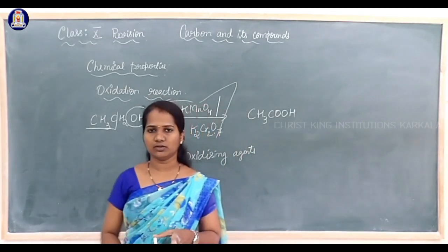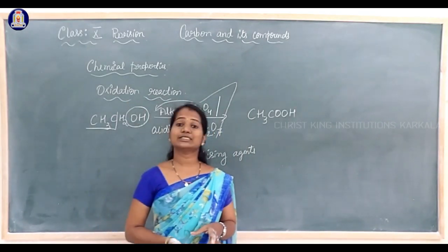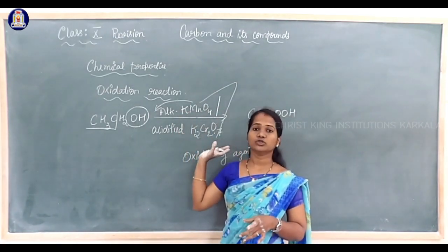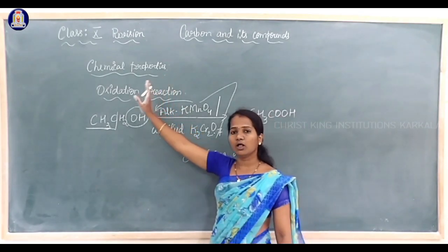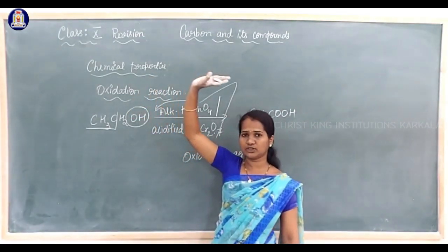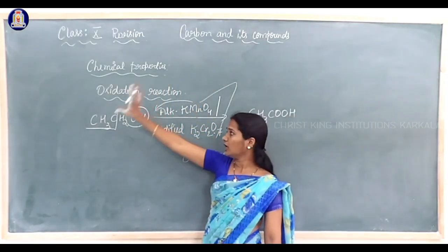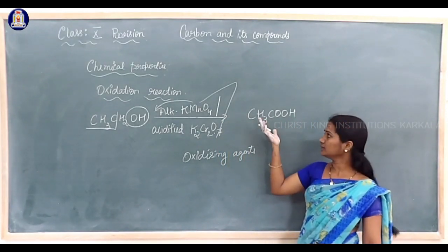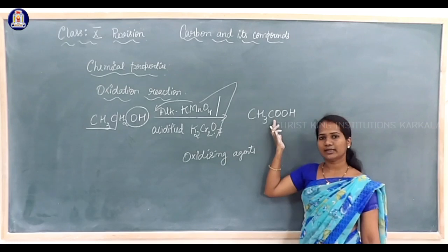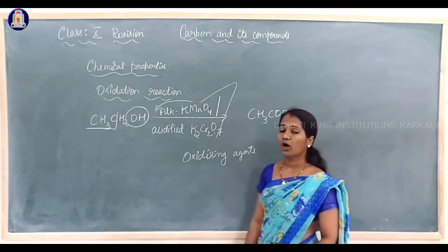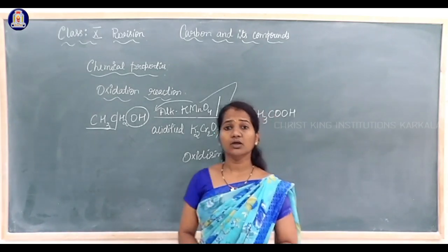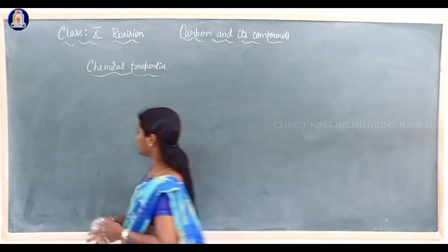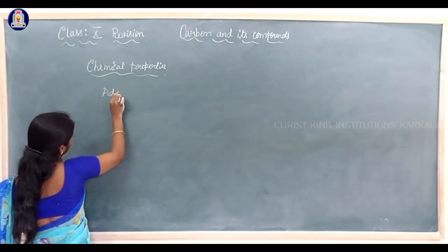So you may get the question, how is an alcohol converted to an acid? How can you convert alcohol to an acid? Using the oxidation reaction. In this oxidation reaction, alcohol gets converted to carboxylic acid, that is ethanoic acid, which we get as the product. That is called oxidation reaction. Now we move to the next reaction. The reaction is addition reaction.